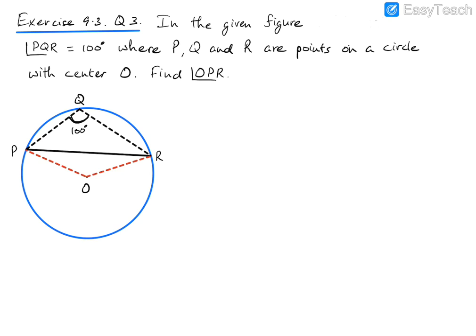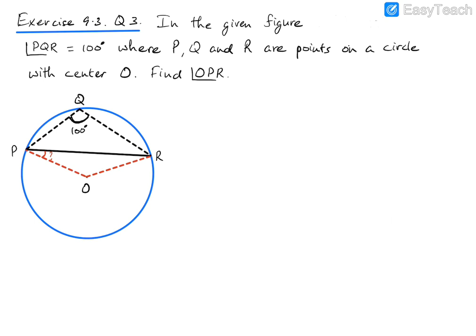And we are asked to find the angle OPR, which is this angle over here. Angle OPR is the angle that we are supposed to find. That's the question mark, okay? So how do we proceed with doing this?